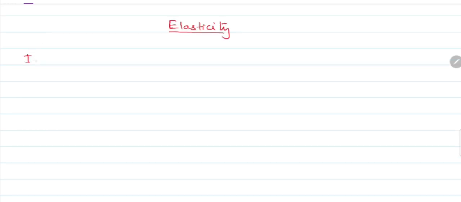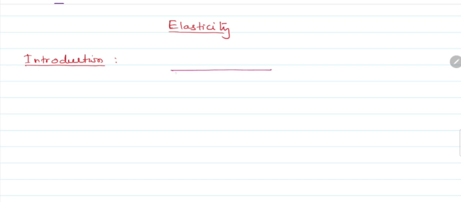First we will see the introduction of elasticity. Basically, elasticity comes under the mechanical properties of solids. So what are you going to study in this elasticity? We will take one example, that is a rubber.